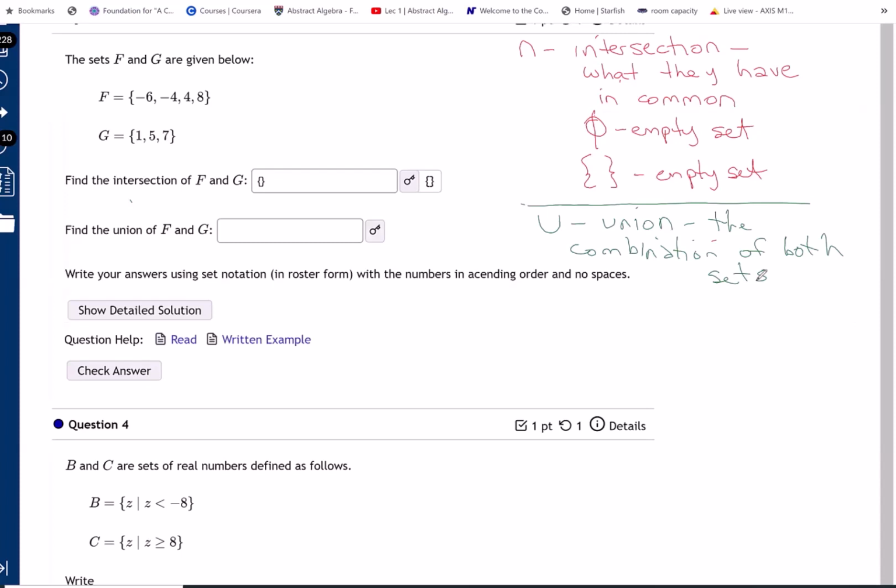If I want to find the union of F and G, it needs to have every single element in F and in G, which means I would have, again, it's a set. I have -6, and it doesn't have to be in any particular order. -4, 4, 8. That's all the values that are in F. 1, 5, 7. That's the values that are in G.